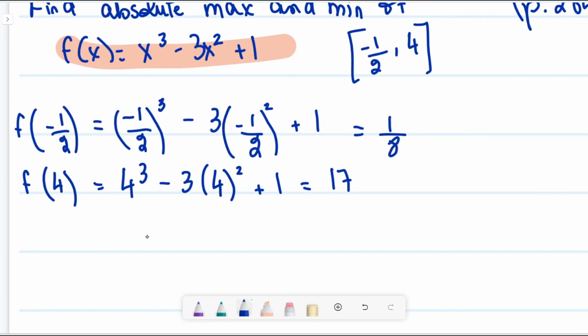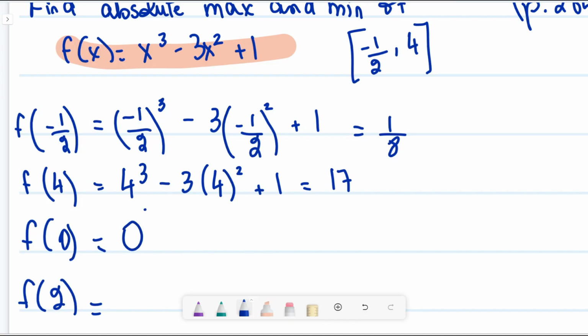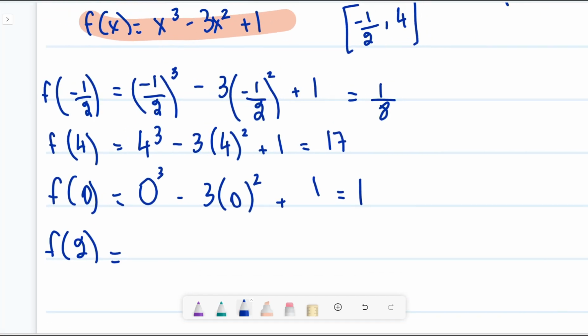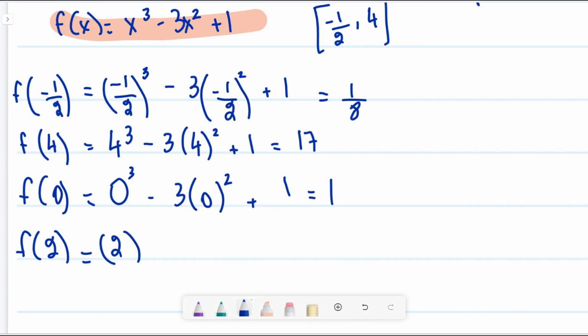So let us find f of 0 and f of 2. So what is f of 0? It's 0 cubed minus 3 times 0 squared plus 1, which is equal to 1. And what is f of 2? It's 2 cubed minus 3 times 2 squared plus 1, which gives -3.